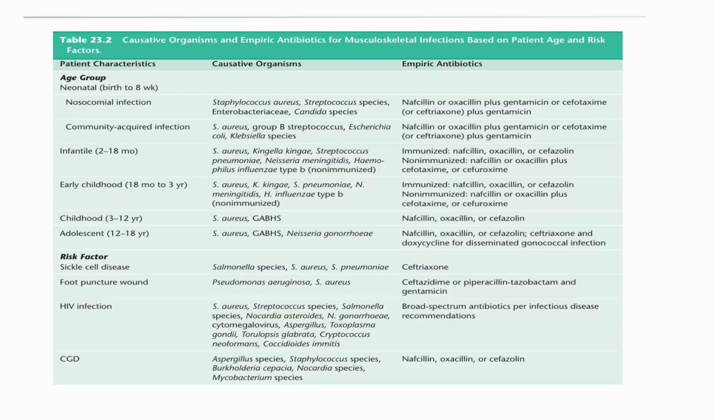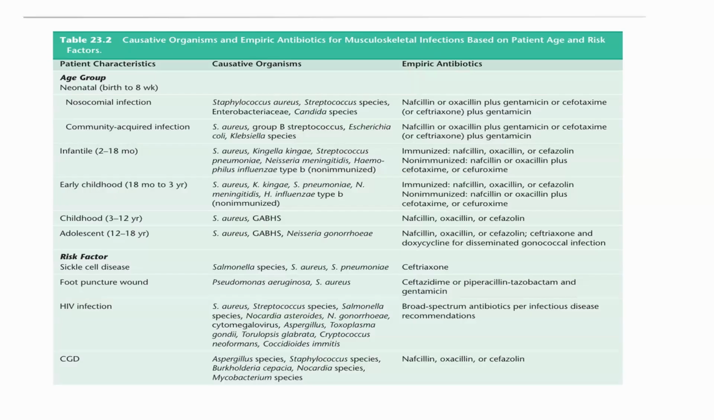So accordingly, the empirical antibiotics have to be given. In neonates, apart from Staphylococcus aureus, we have to treat Streptococcus species, so nafcillin or oxacillin plus gentamicin has to be given. In infants, nafcillin, oxacillin, or cefazolin. And in early childhood, that is up to 3 years, we also have to include cefotaxime or cefuroxime.